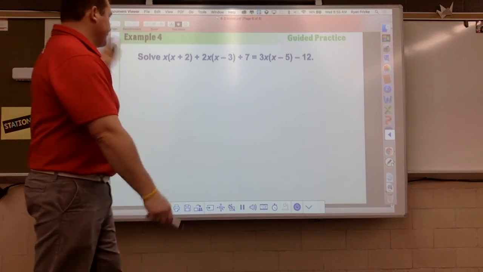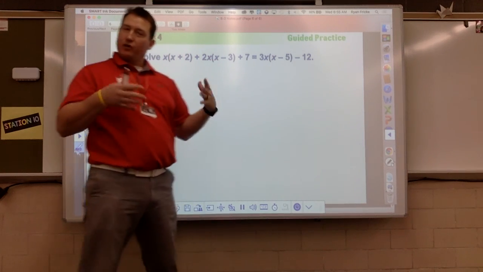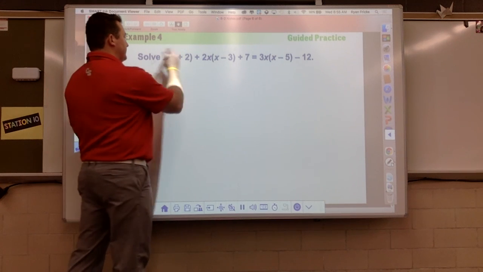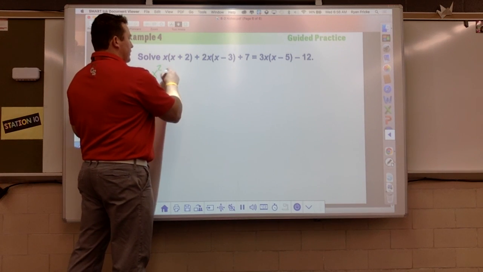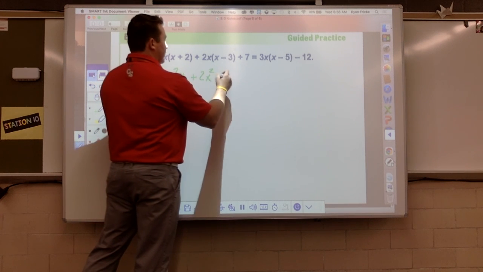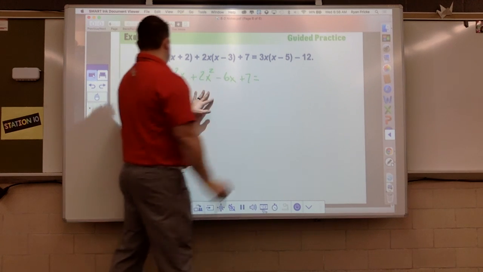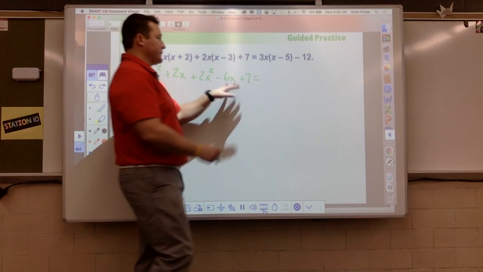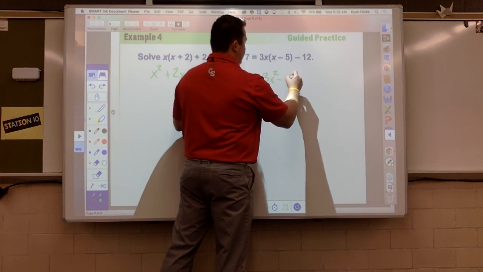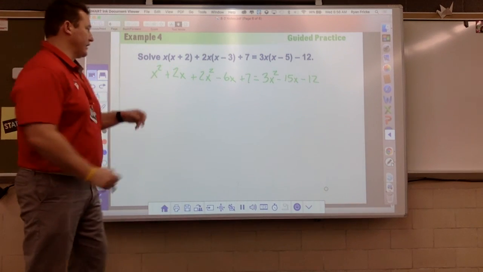All right. So look, this is not a big deal. Distribute. Combine whatever terms we can on the left side and the right side. And then, we'll move variables to one side and we'll see what we get. Okay? So x squared plus 2x plus 2x squared minus 6x plus 7. There's a lot of stuff going on there. Okay? Let's distribute all this. 3x squared minus 15x minus 12. So really nothing to combine there.